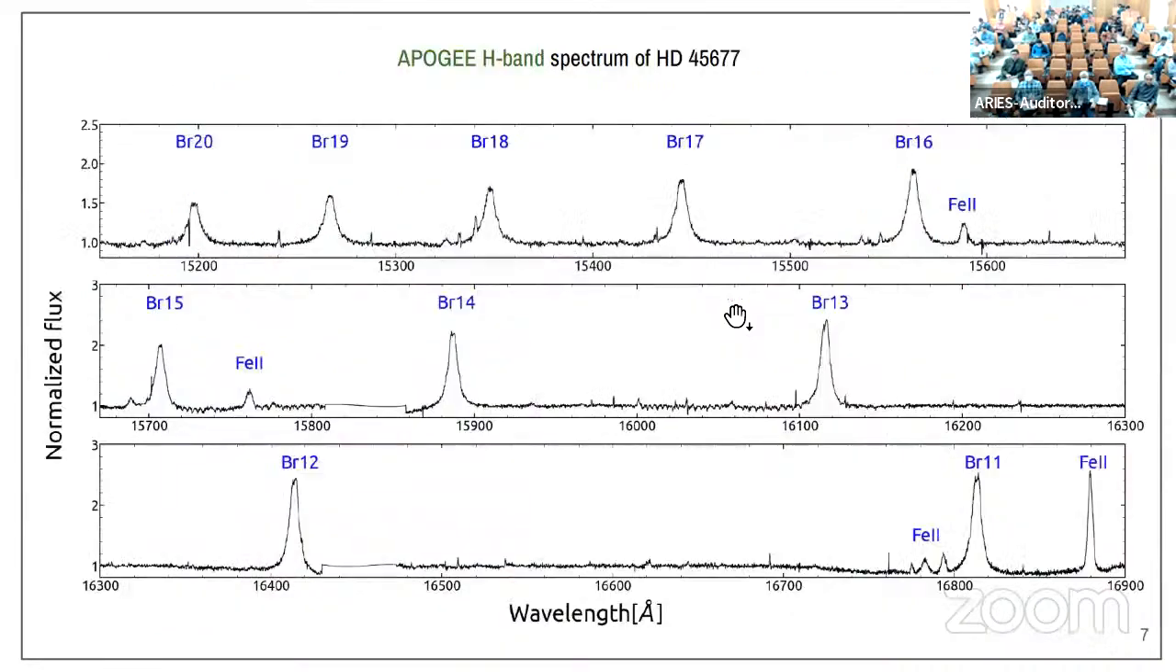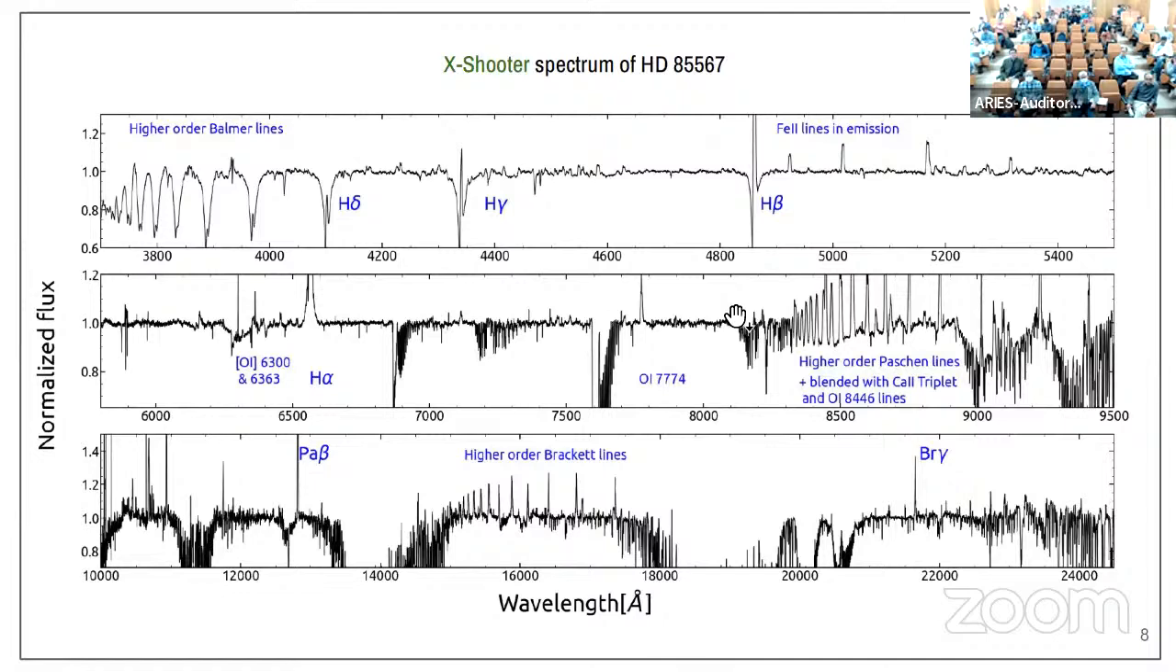So this is one of the APOGEE H-band spectra, where we can see many Fe II emission metallic lines and the Brackett emission lines clearly, Brackett 11 all the way up to Brackett 20. When we go to X-shooter spectra, all the lines that you expect from Herbig stars can be seen there. Starting from Brackett gamma, the higher order Brackett lines, Paschen beta, Paschen alpha, and some higher order Paschen lines, which are blended with the calcium triplet and O I lines. Then we can even see forbidden [O I] 6300, which is indicative of a disk wind or something. And we can see even Fe II emission lines, followed by H beta, H gamma, all the very high order Balmer lines.